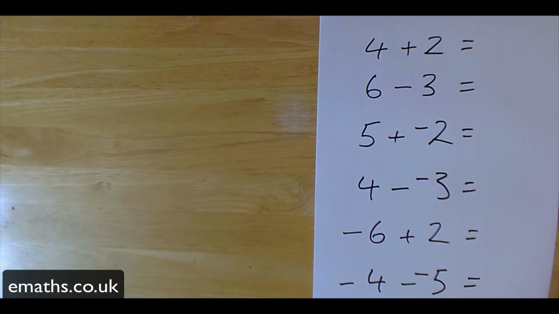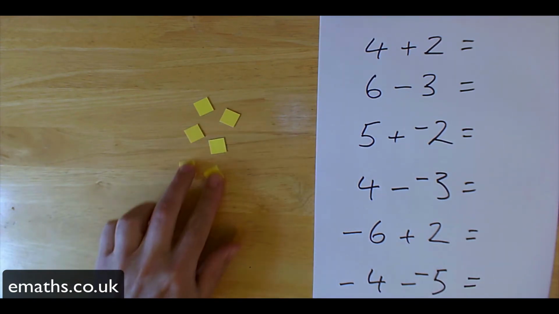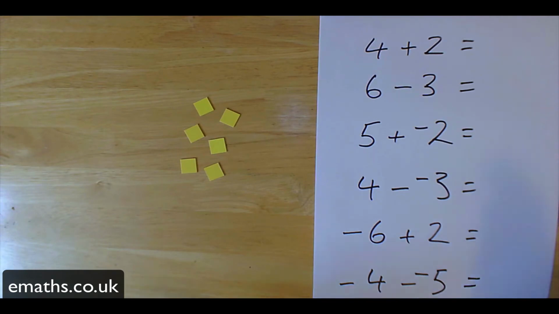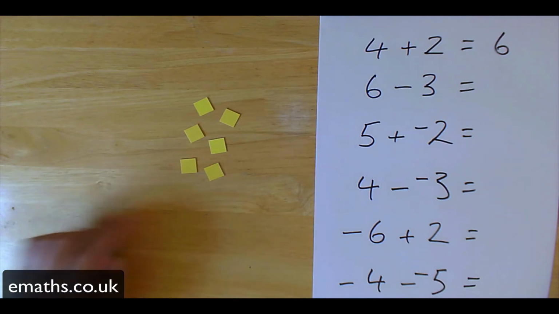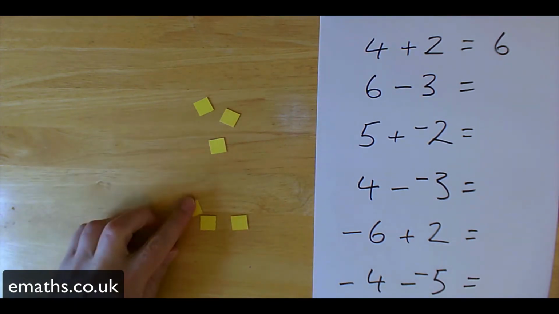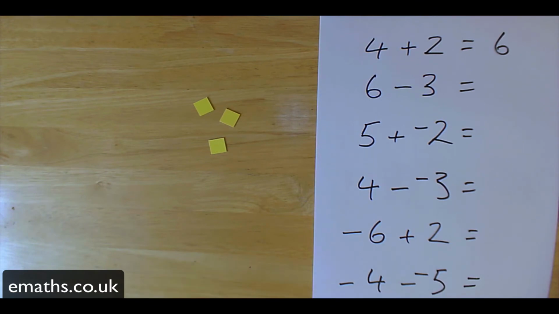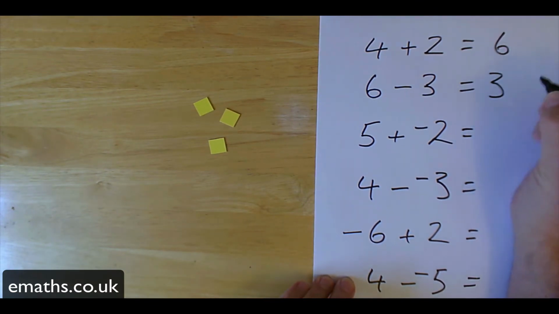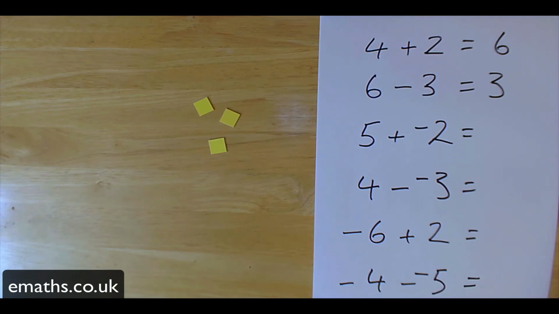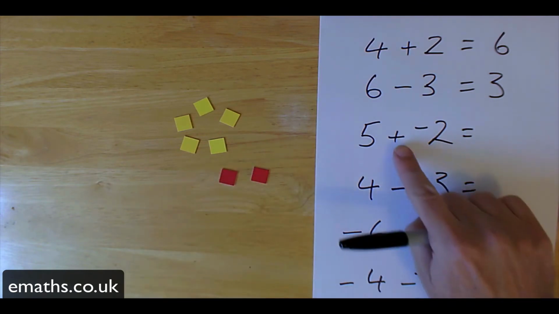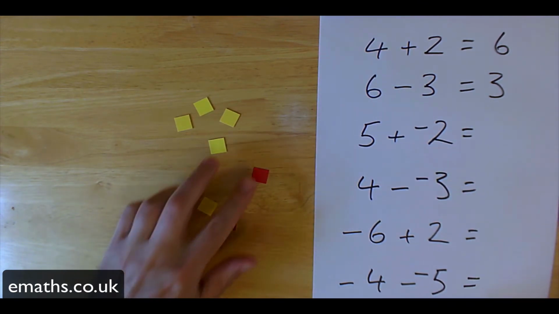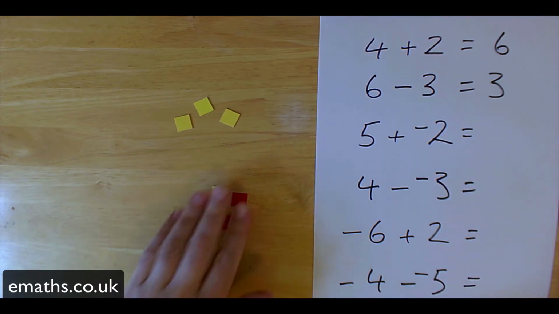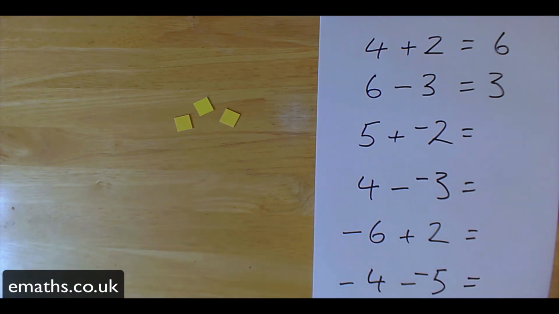Let's have a look at some calculations. 4 plus 2. 4 objects plus another 2 objects. Give me 6 objects. What if we were doing 6 minus 3? I have 6. I want to subtract 3 out of the system, which leaves me with 3. 5 plus minus 2. So I have 5, and I add minus 2 to the system. These create 0 pairs, which can eliminate each other, leaving me with 3.